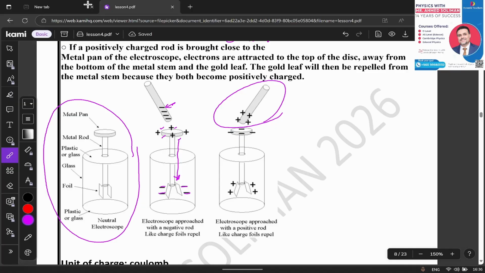Bara, do you understand? Yes. Okay. Ahmed, do you understand? Yeah, because I did it in the experiment.